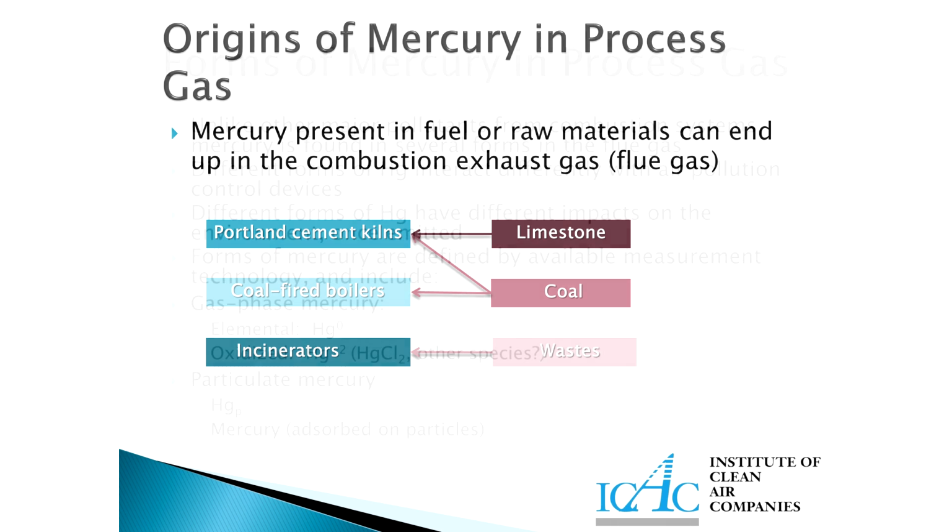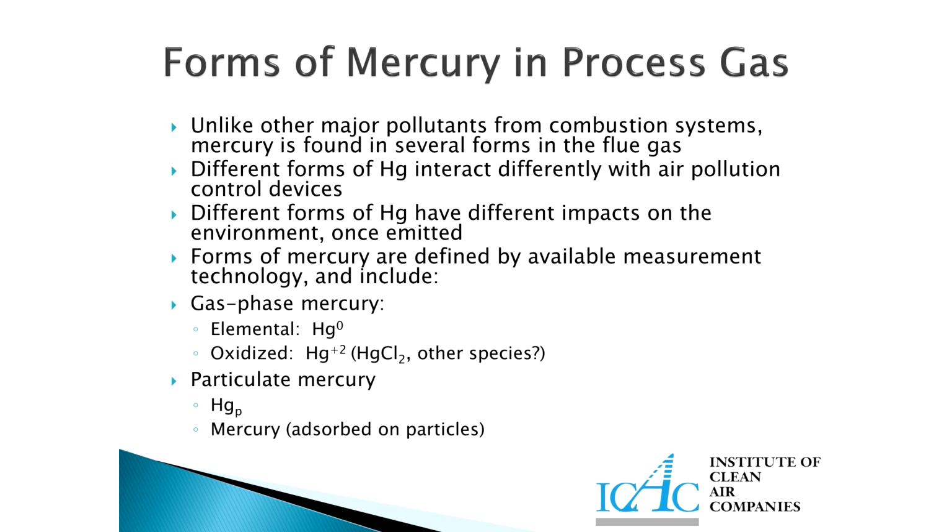As I said at the outset, unlike other major pollutants from combustion systems, mercury is found in several forms in the flue gas. Different forms of mercury interact differently with air pollution control devices. And that's why it's important to spend a little time talking about the forms of mercury. Different forms of mercury have different impacts on the environment once they're emitted, which is another reason why it's important to understand the forms of mercury that are coming out of the stack.